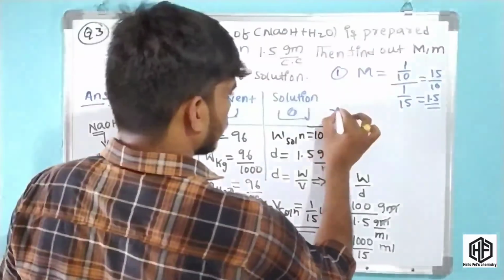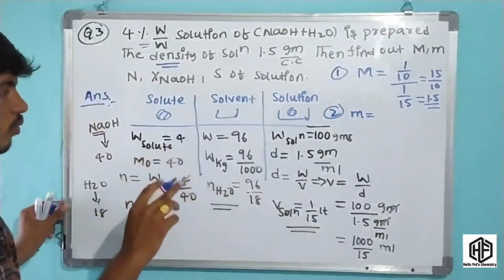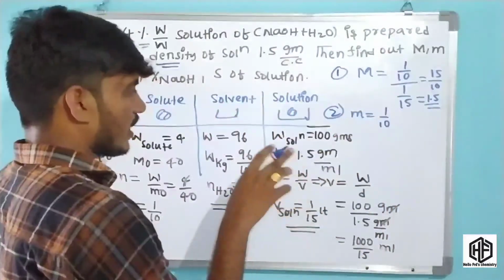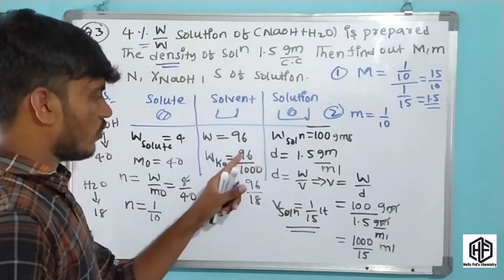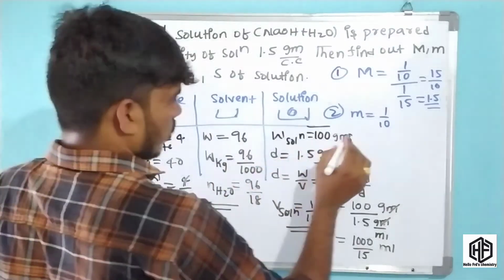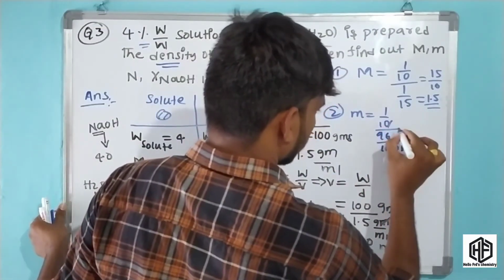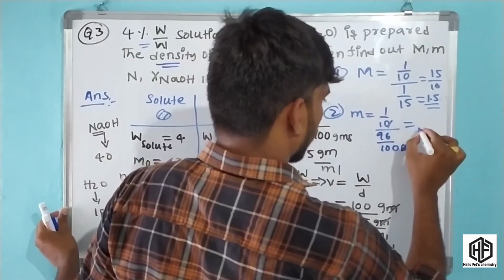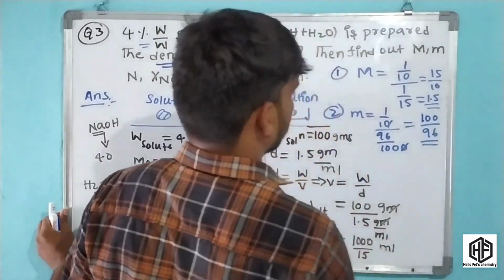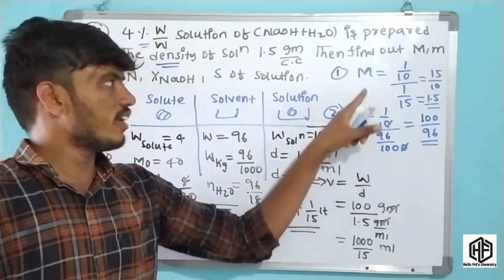And the second one is the molality. Molality is equal to the number of moles of solute, 1 by 10, per kg weight of solvent. The weight of solvent is 96 by 1000. The zero is cancelled, so this is 100 by 96. So 100 by 96 is the molality of this question.